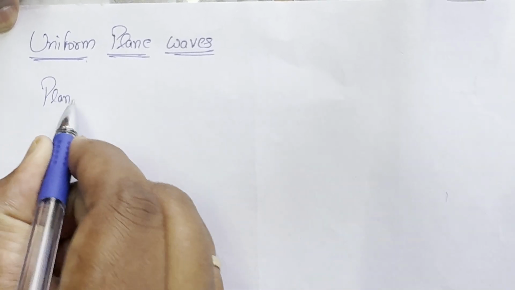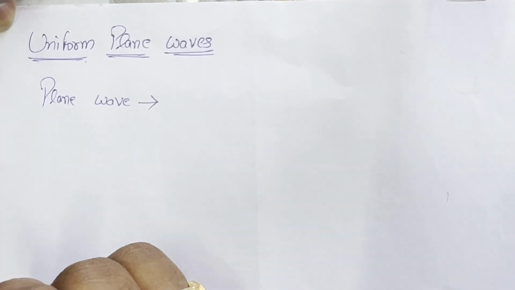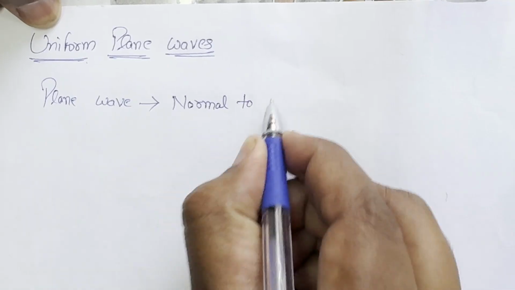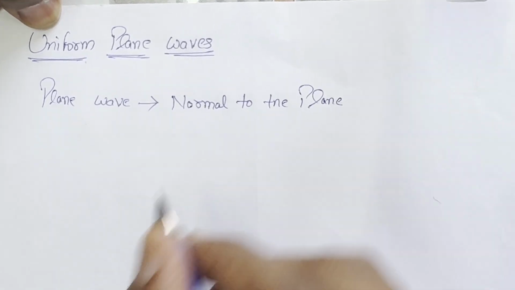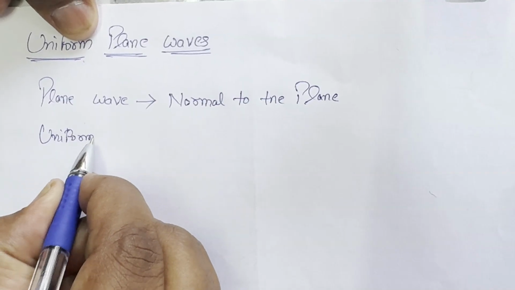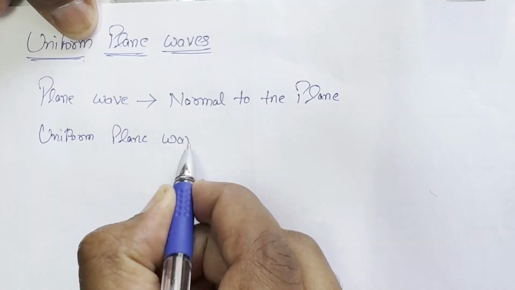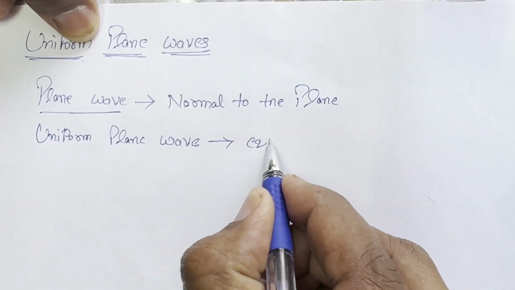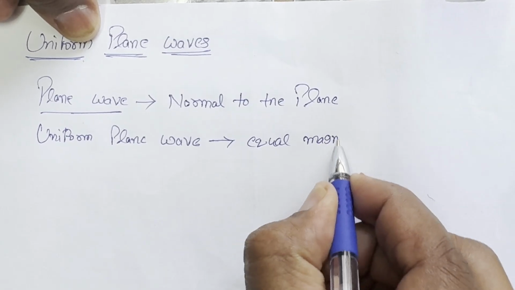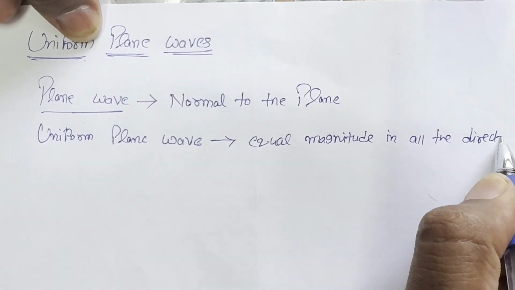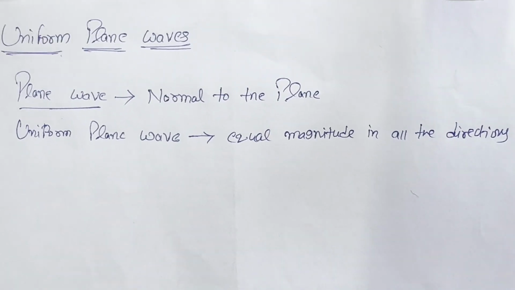Simply, a plane wave is nothing but a wave which is normal to the plane, is called a plane wave. And at the same time, a uniform plane wave is nothing but a plane wave which is having equal magnitude in all the directions, is called a uniform plane wave.